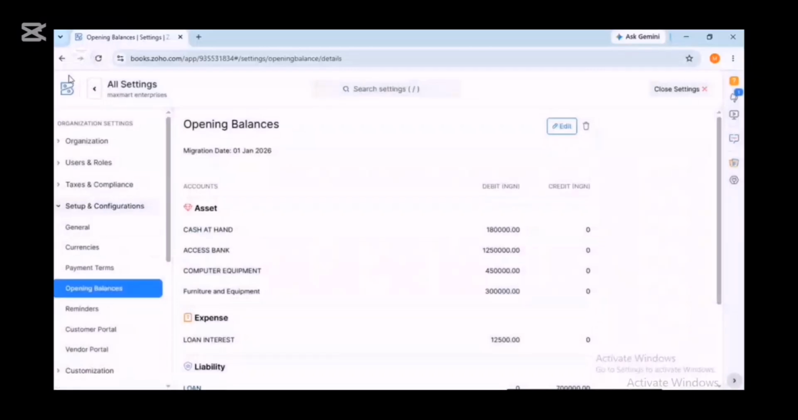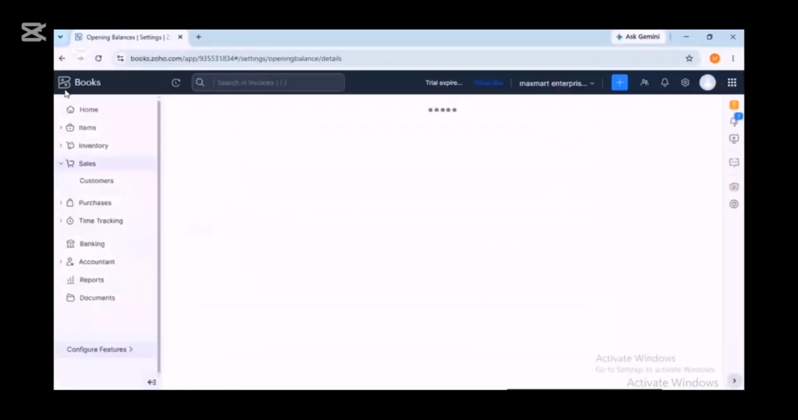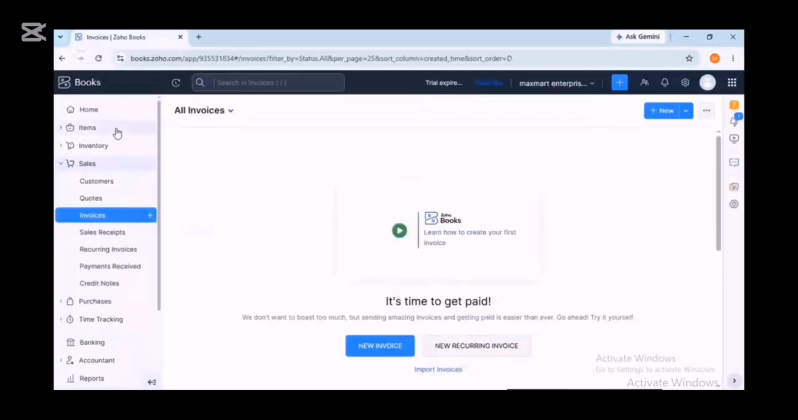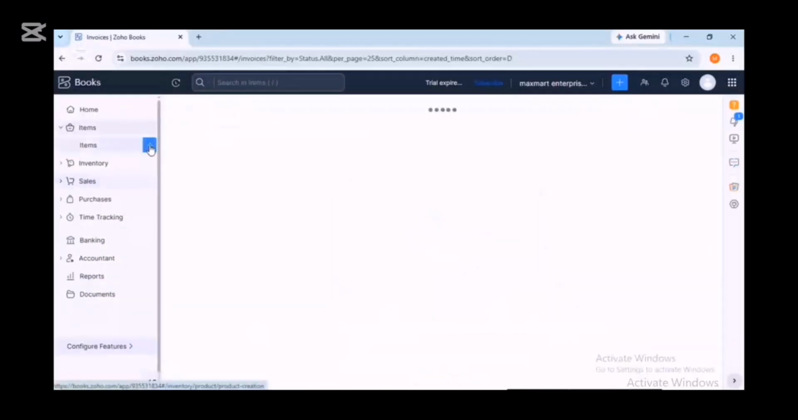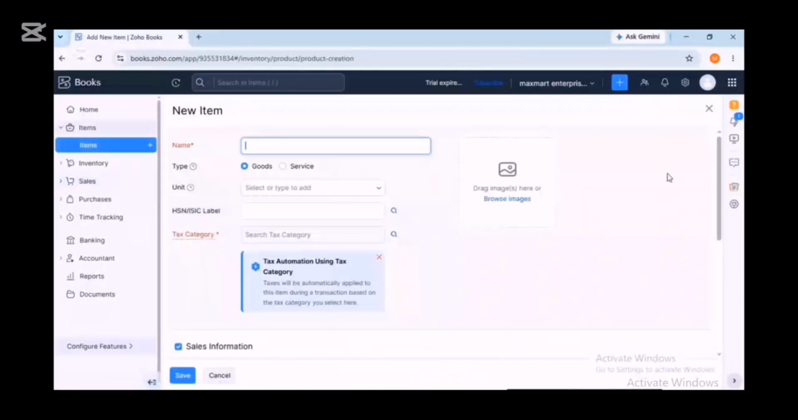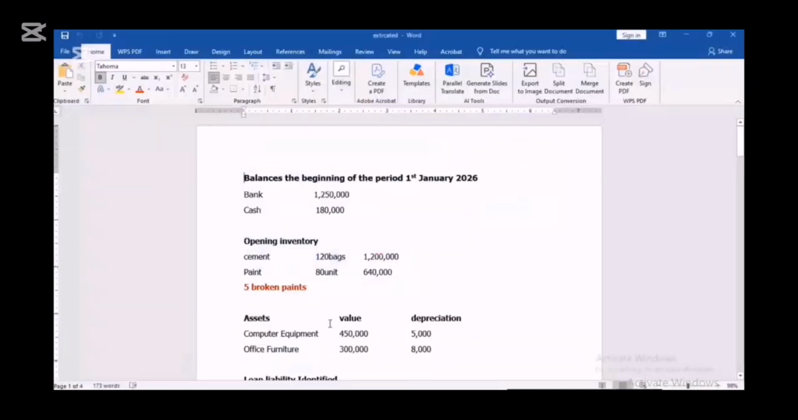So let's move on to the next. Let's go to home interface. So this is the items. First, we have to create the inventories. So we have inventory of cement and paint. So we create them, then we make the opening balances. So first, what do we have here? We have cement worth 1.2 million, paint worth 640,000.